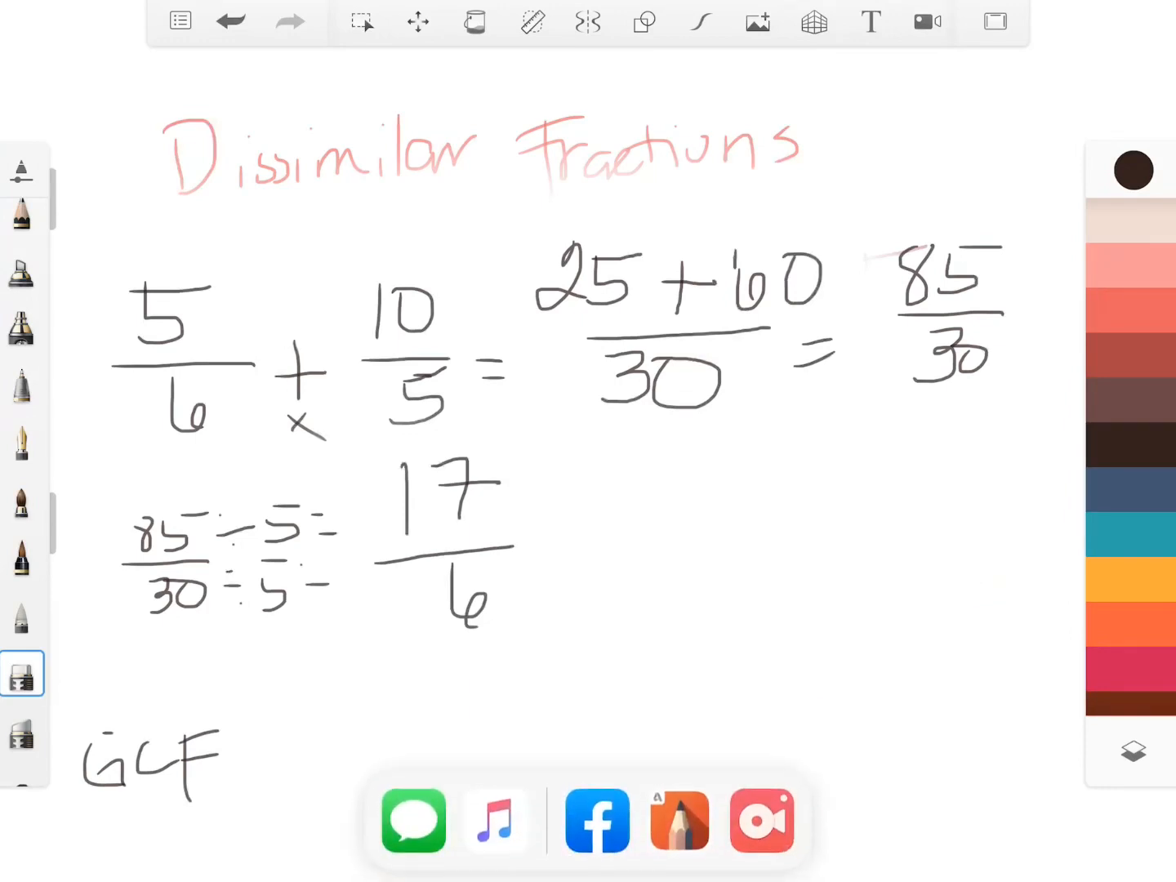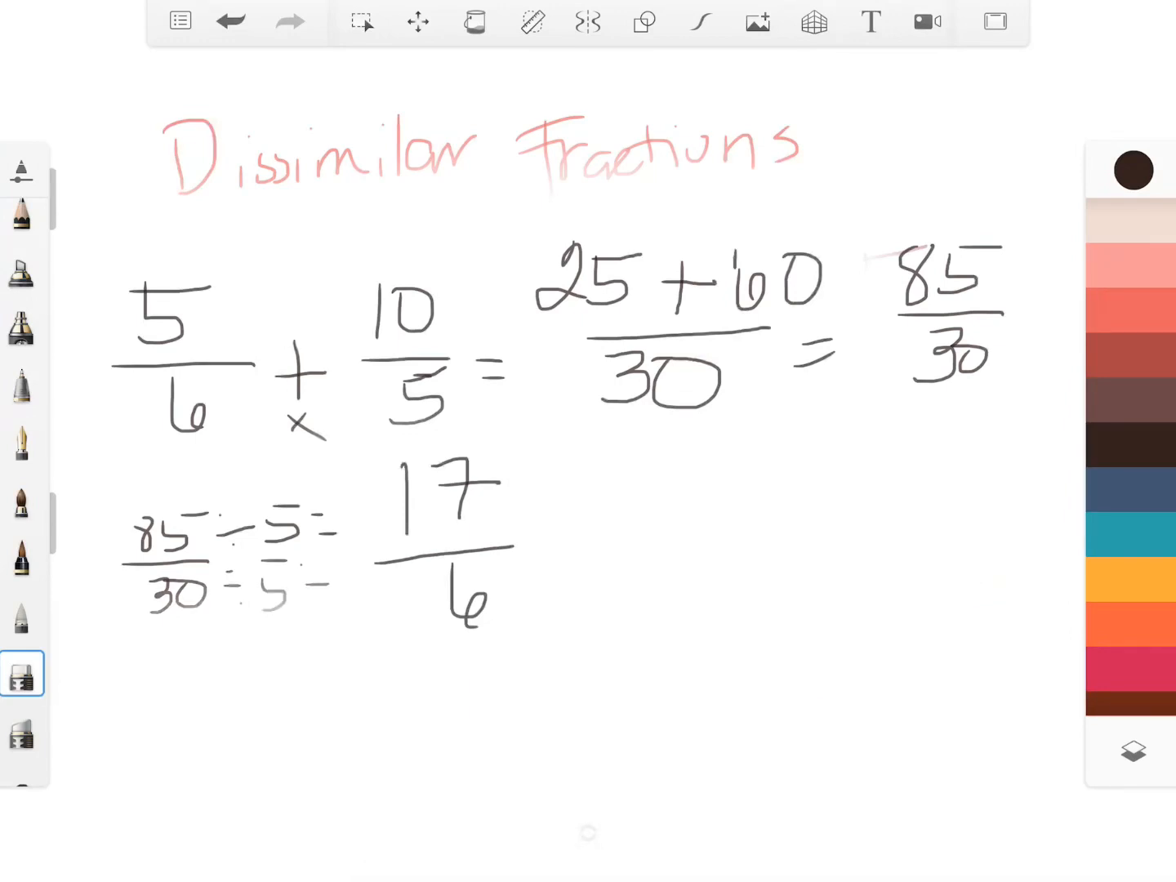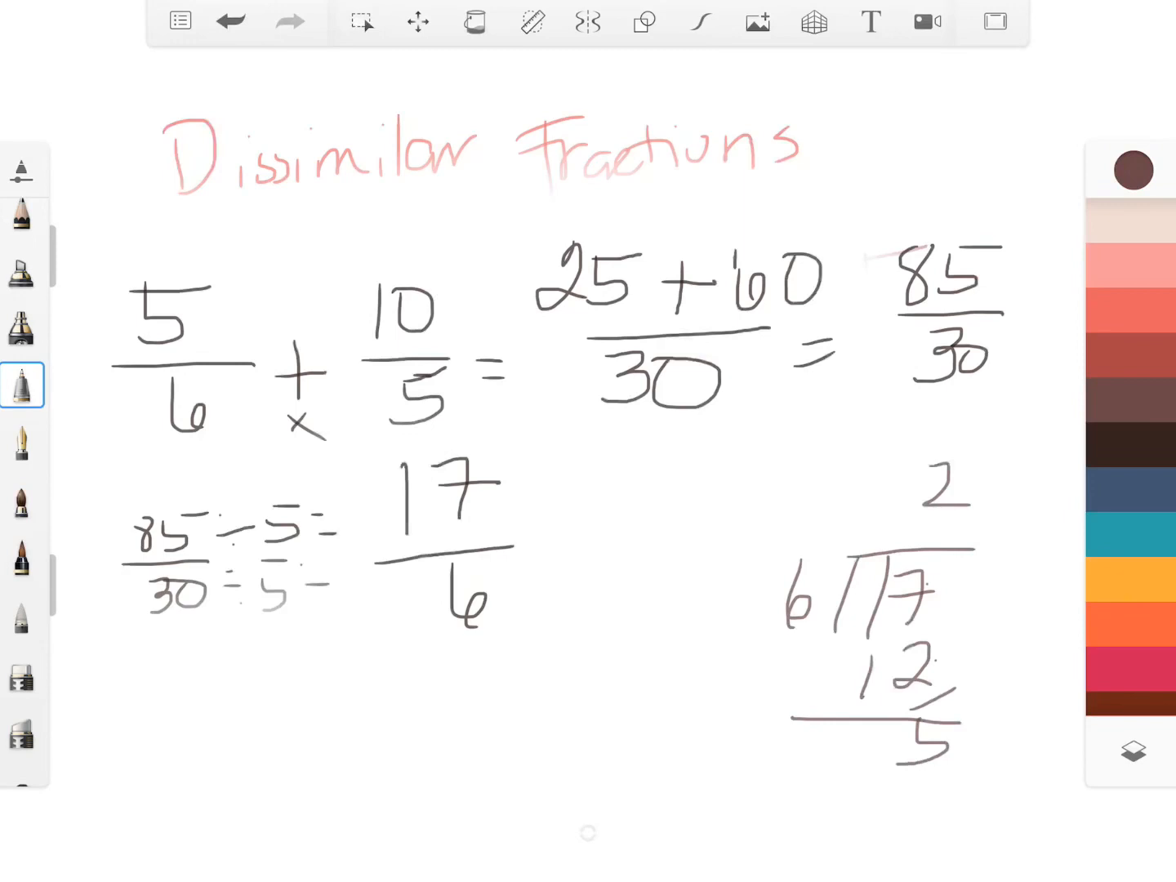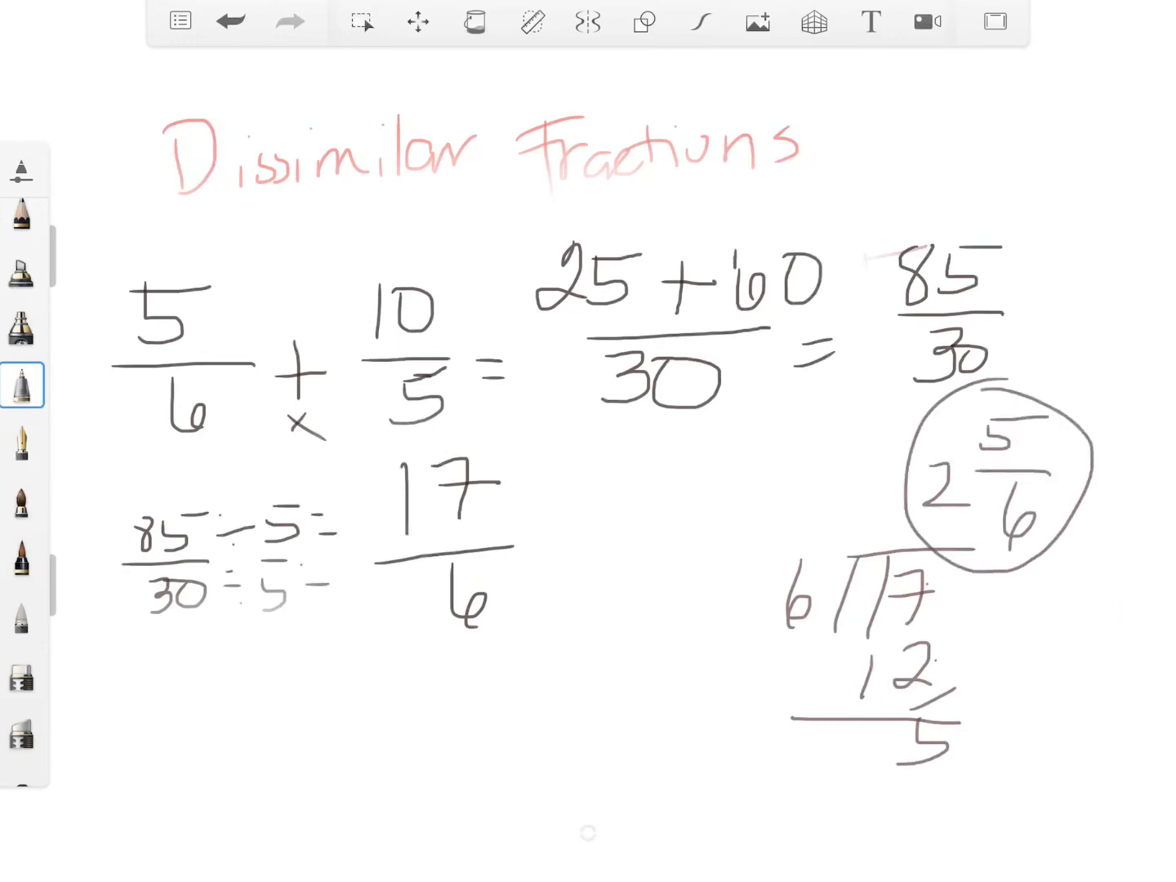Now the question again, is your answer final? No, it's not. The reason is because our answer is in improper form. And again, if it's an improper fraction where the numerator is bigger than its denominator, we have to perform the necessary division. So 17 divided by 6 is 2. 2 times 6 is 12. 17 minus 12 is 5. This is our final answer, guys. 2 and 5 over 6.